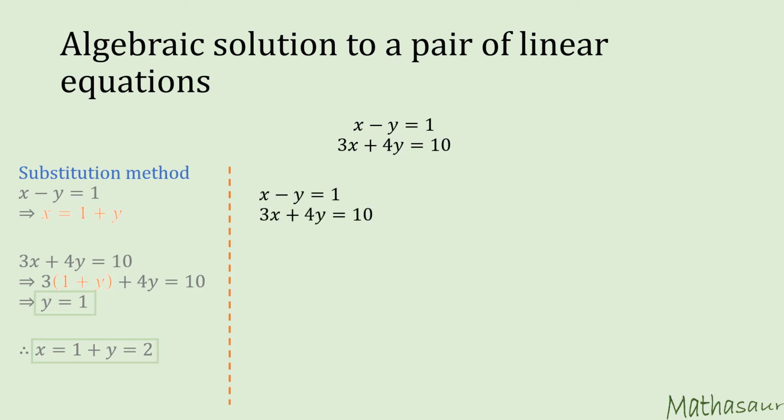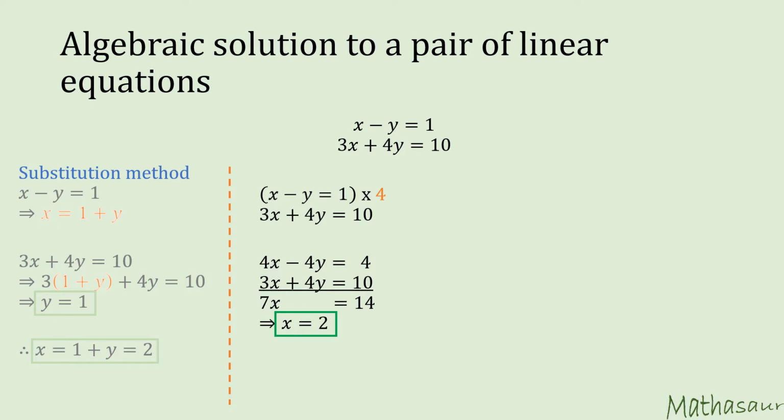Once again, let us write our pair of equations. Now this time, let us look at the coefficients of these variables. Now note that the coefficient for y is 4 in the second equation. Let us multiply the first equation with 4. We get 4x minus 4y equals 4 and 3x plus 4y equals 10. If we added these two, we would easily eliminate the variable y. Let us do that.